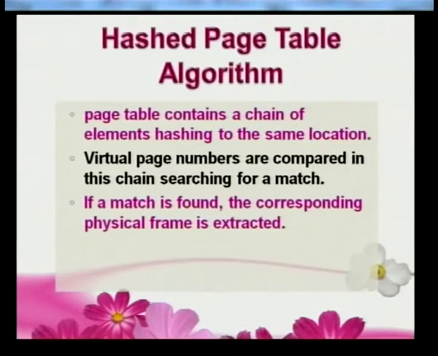Virtual page numbers are compared in this chain, searching for a match. There would be more than one element possible, and therefore a match would be found in the chain of elements available. If a match is found, the corresponding physical frame is extracted. If a match is not found, as usual in the paging mechanism, a page fault is generated. This page fault will be sensed by the operating system by the generation of a trap, and the page fault is handled at a later time using different mechanisms. Those handling mechanisms would be discussed in the future slides.